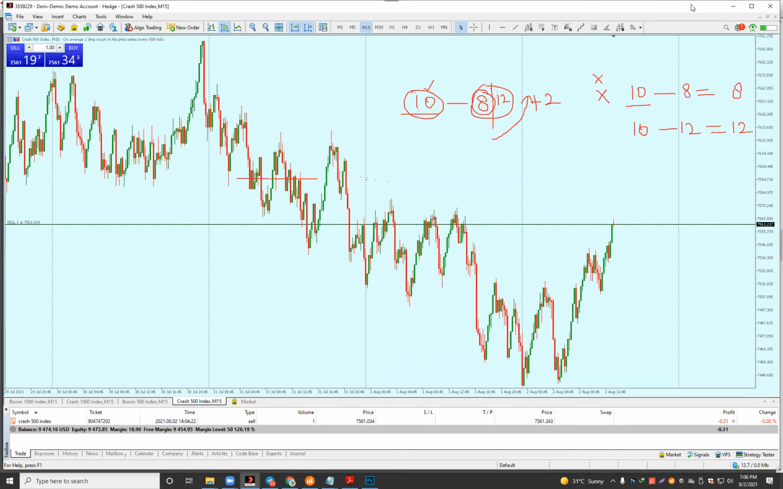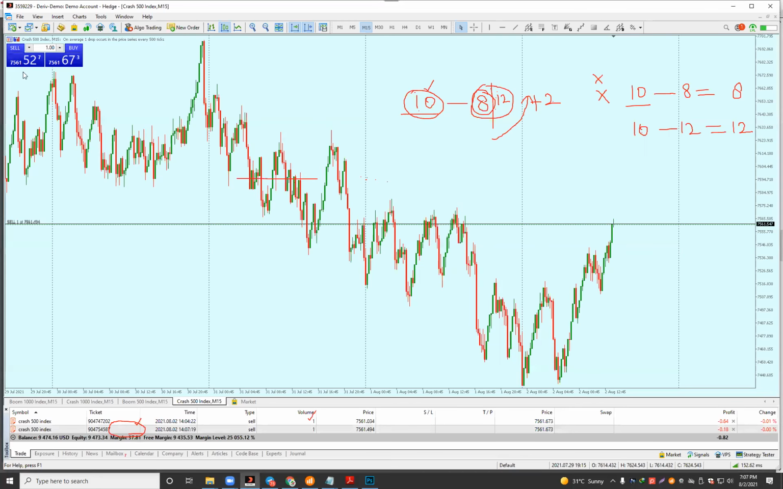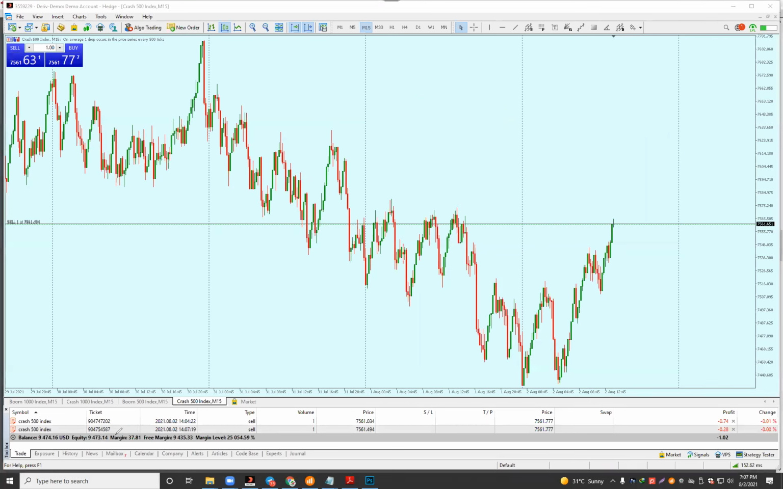Okay, now that is a margin. That is a margin. How much is the margin? How many numbers are there? 18.90, right? How many trades did we place? 1. When I place another trade, now see the margin is increasing. This margin is increased, right?